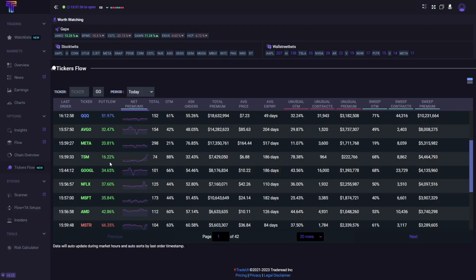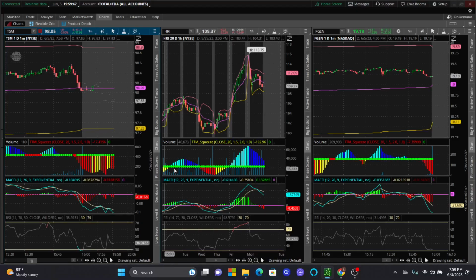The next thing I want to do is look at the put flow. The put flow is at 16%, so for every 100 calls, there were 16 puts bought. Let's see, the total premium today was nice at 7.4 million, and the average expiration was 186 days. So what this data point and this data point tell us is people are bullish on TSM for the next 186 days. So let's go to the chart and see what's going on.